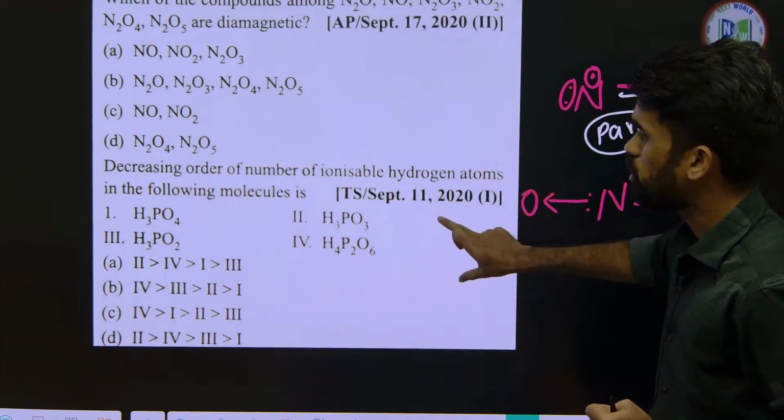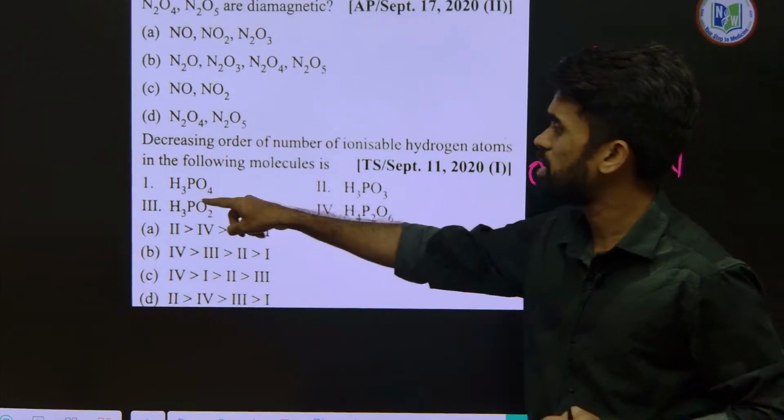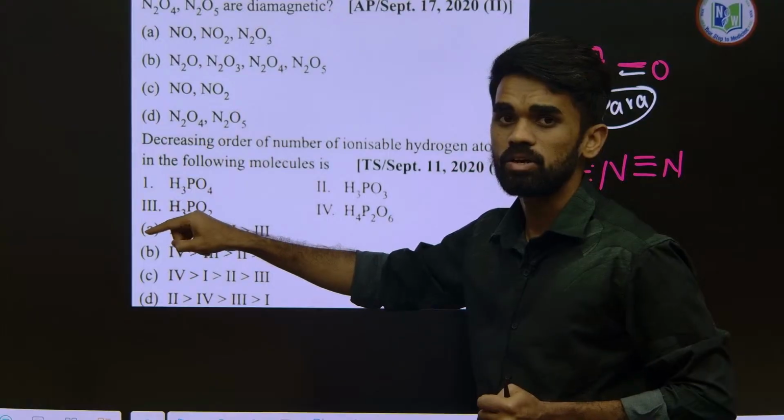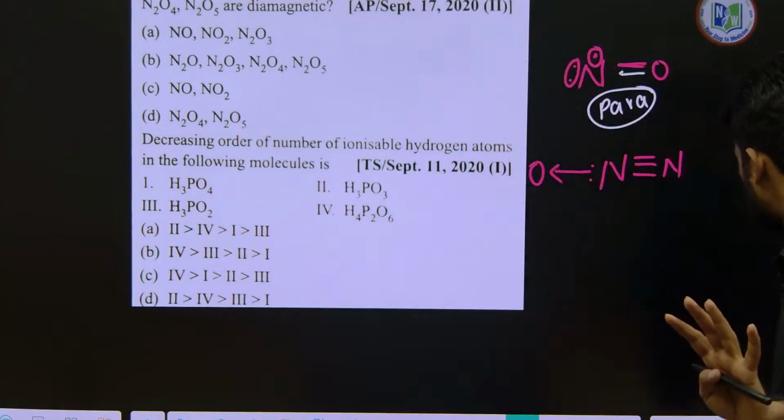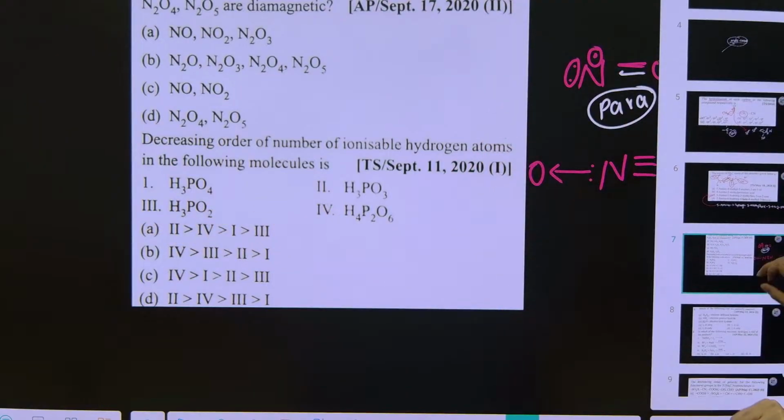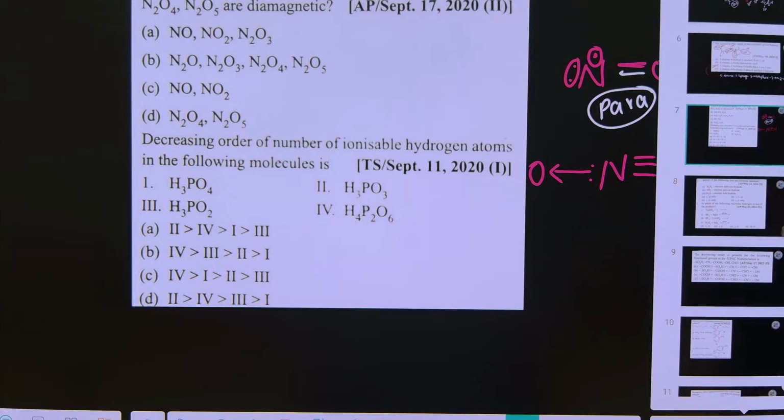Okay, and then next we'll come back to this question, very easy, number of ionizable hydrogens. So how can you answer this? See, just write their structures and you will get this. We'll come back to this, just hold on, because I need to show you a few more questions which are very easy.